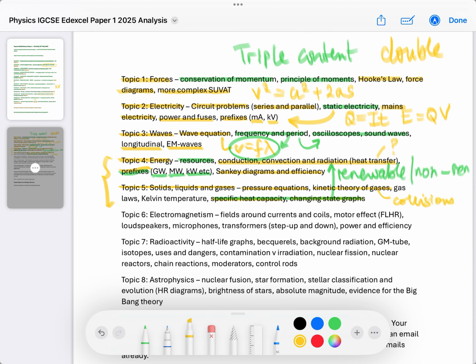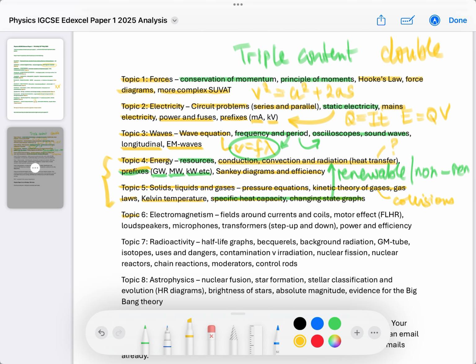I would say that's probably quite likely to come up. And they haven't given you any gas laws like pressure law, Boyle's law, and therefore they'll expect you to know how to convert temperatures, Kelvin temperatures. So I think that's likely to come up.